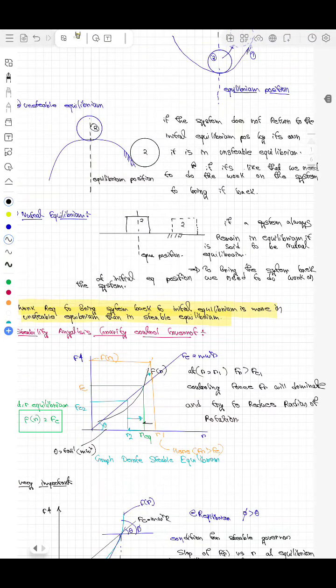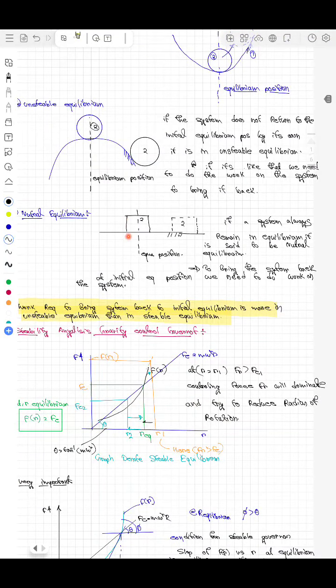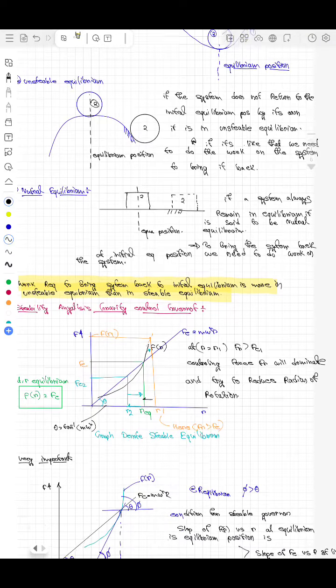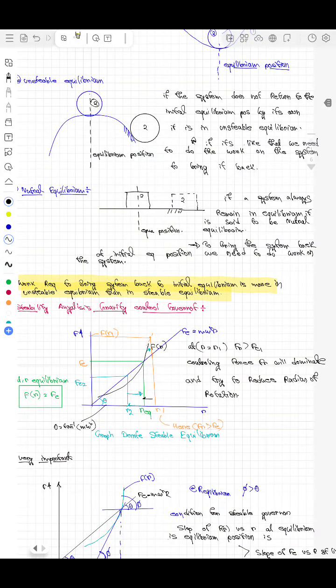Then there is the neutral equilibrium. Here it is in equilibrium, and here it will also be in equilibrium, but to bring the system back into equilibrium, we need to apply some work on the system. The work required to bring the system back into initial equilibrium is more in unstable equilibrium than in stable equilibrium. In stable equilibrium, it needs less force to get back into equilibrium.